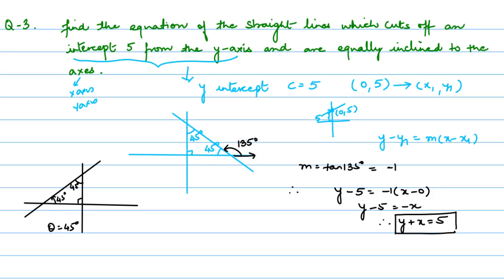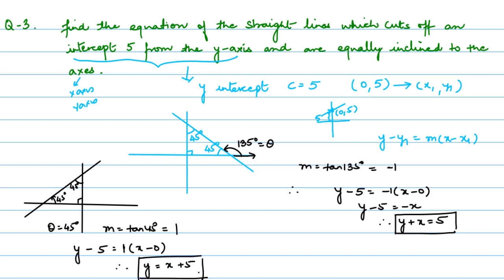Here theta was 135 degrees. Here theta is 45. What is m? m is tan 45, which is 1. Therefore, now the equation becomes y minus y1 equals m times x minus 0. Therefore, the equation of our line is y is equal to x plus 5. This is the second equation which is possible.